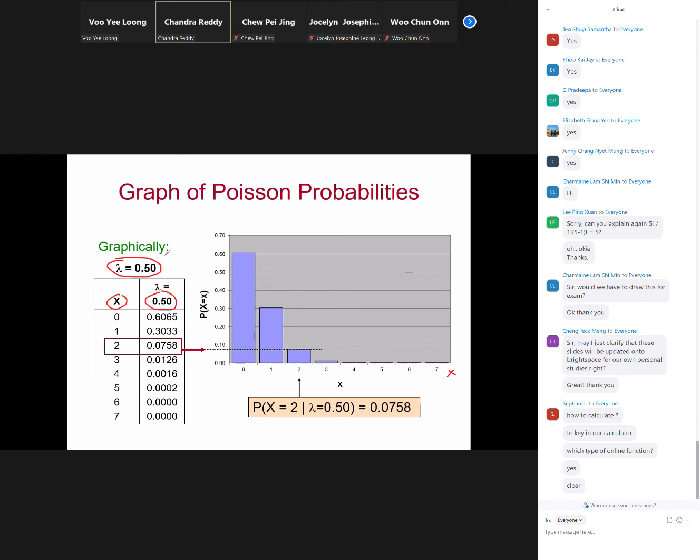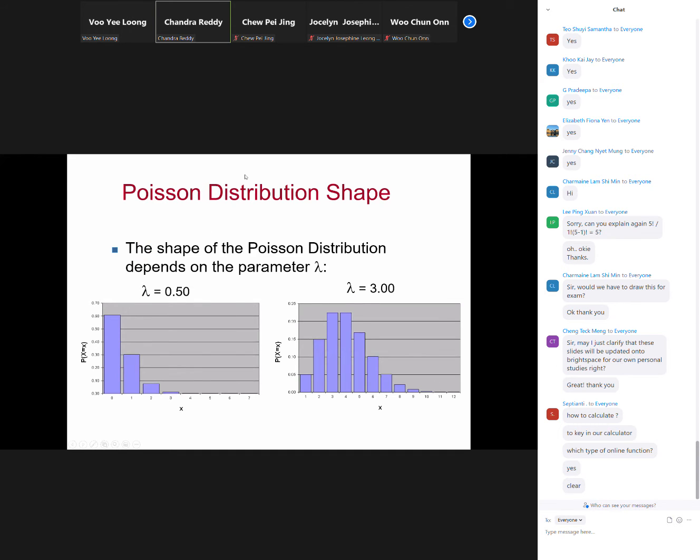So depending on lambda value, the Poisson distribution graphs may differ. They may have different shapes based on lambda value. We can see, I think in the next slide, a couple of them. When the lambda is 0.5, you can see the Poisson's distribution shape, something like this as shown here. Similarly, when the lambda value increases, the shape of the Poisson's distribution changes. So it depends on the parameter lambda.